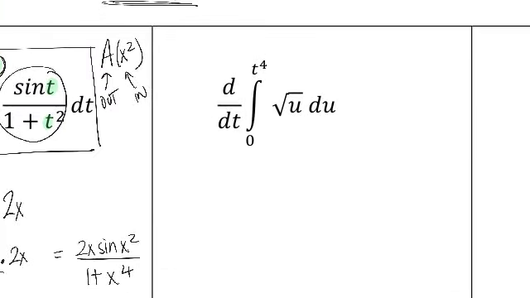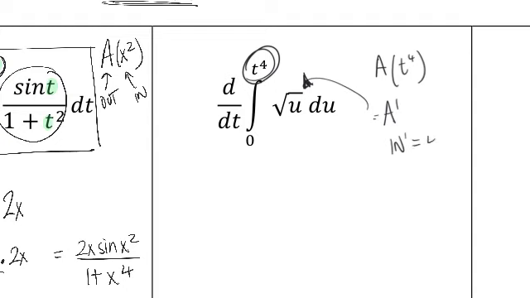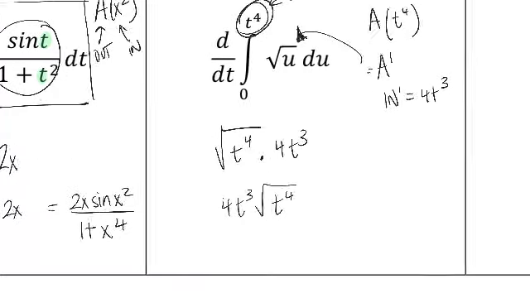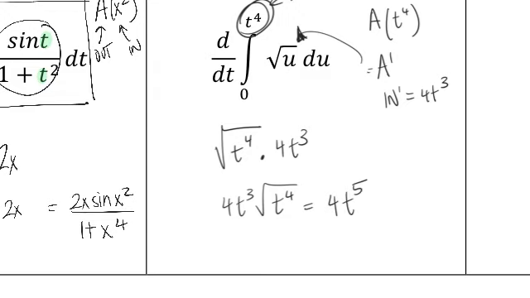Okay, this guy, same sort of idea, composite area function. So this is like saying A of t to the 4th, right? So the A prime is going to be this thing, right? That's the out prime. And then the in prime is going to be 4t cubed, right? So out prime of in, this is the in. Out prime of in, we just first put that into the function, right, times the in prime. So you'll get 4t cubed times the square root of t to the 4th, which I think we can simplify to 4t to the 5th.